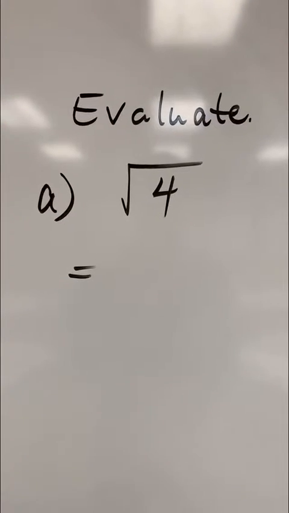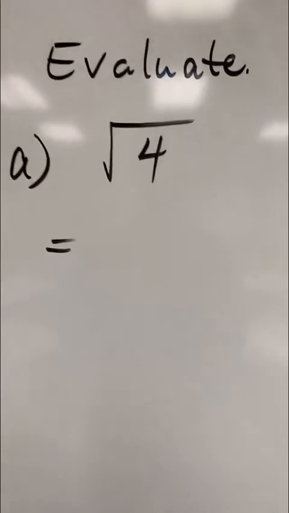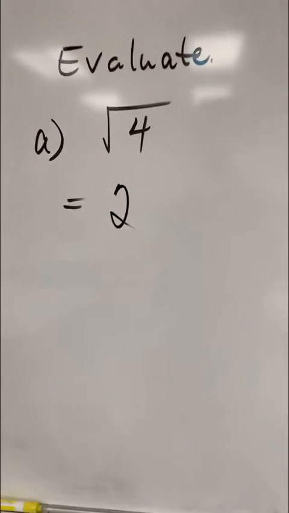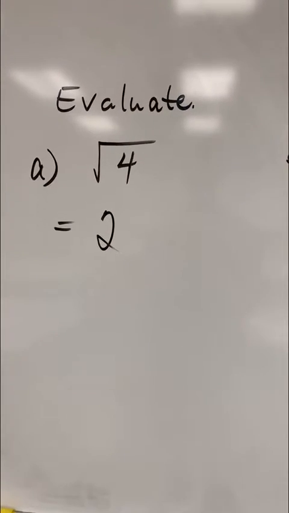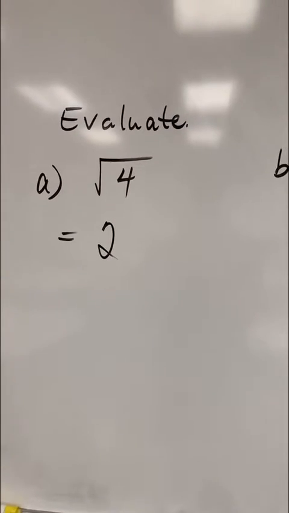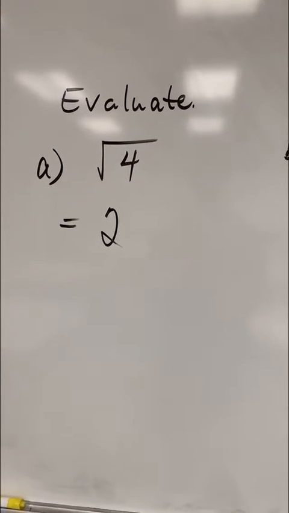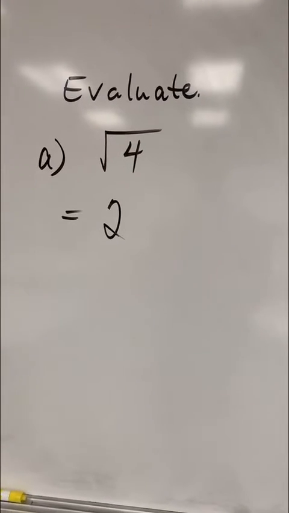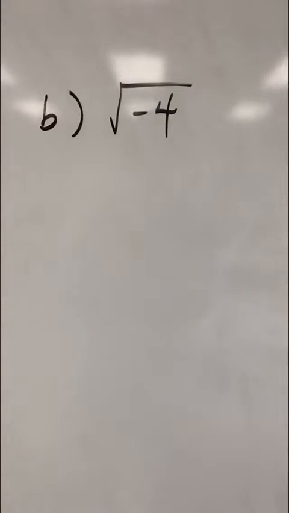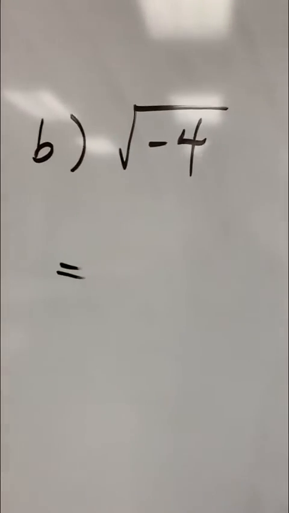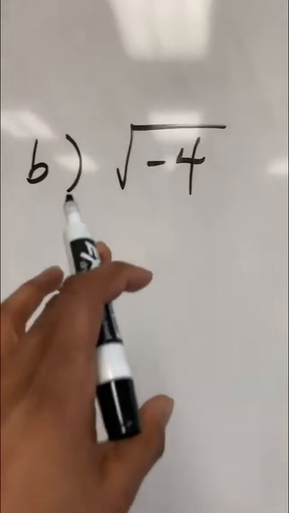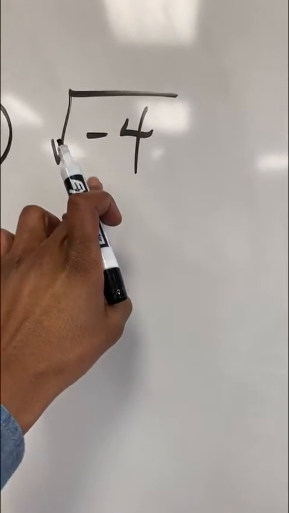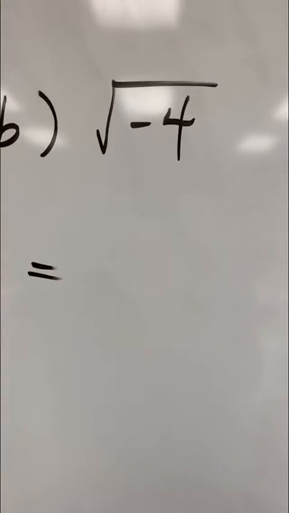So if I ask you to evaluate what is the square root of 4, the answer is simple. The answer is 2. The square root of 4 is 2. Any questions so far? Square root of 4 is 2. Now over here, I'm asking you what's the square root of -4. But remember, because we have something going on here that's a little odd, if you plug this into most calculators, it's going to give you an error.